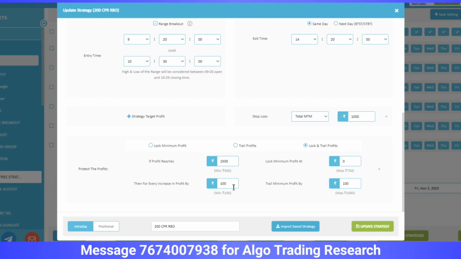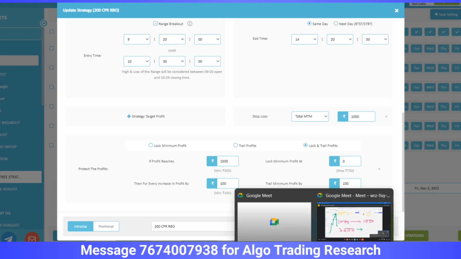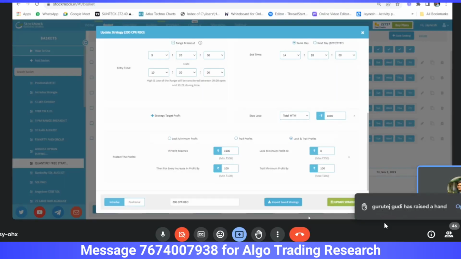So you have to find an optimum balance between the lock and trail as well as the premiums here, so that you also capture the trend, as well as you do not get your stop loss hit easily in very small pullbacks here. Okay, so this was about the lock and trail feature that can be used.